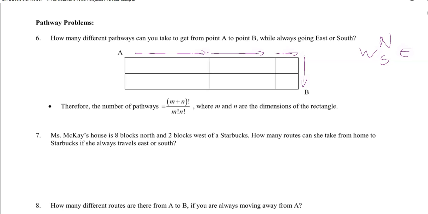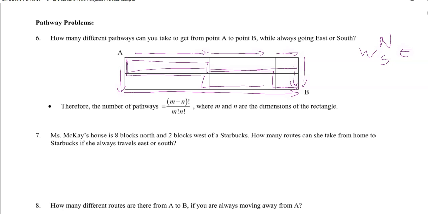That's one path. You could go all the way south and then all the way east. That's a second pathway. You could go east and then south and then east and then south and then east. That would be a third pathway. You could go south and then all the way east. You could go south and east and south. Okay, wait a second. This is starting to get a lot, right?